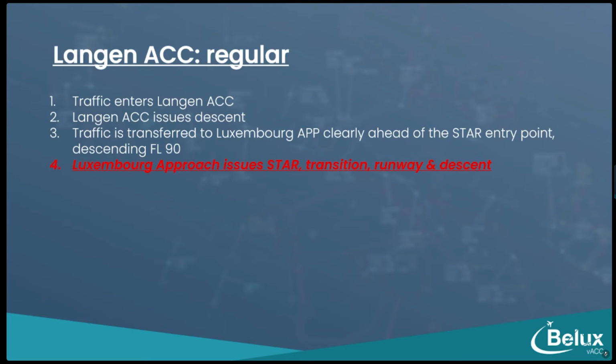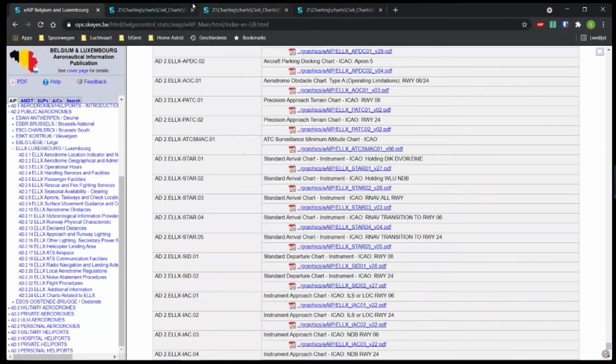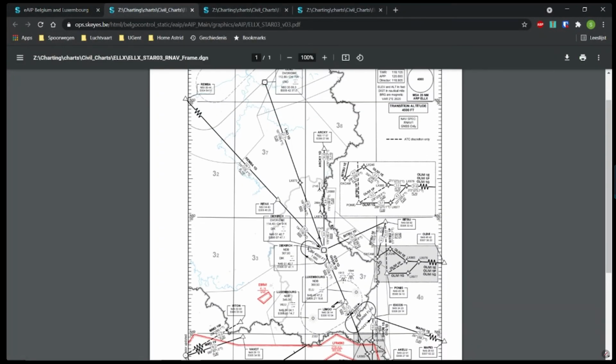So it's important, Luxembourg approach gives the star clearance when the traffic is transferred clearly ahead of the star entry point. So we're talking like, I don't know, 3 minutes before Bitbu. I can show some charts maybe, yes. So look, you have these stars coming in from here. So when traffic is transferred, let's say here for Bitbu, it's still clearly ahead. So it means that you as Luxembourg Approach have to issue the star.